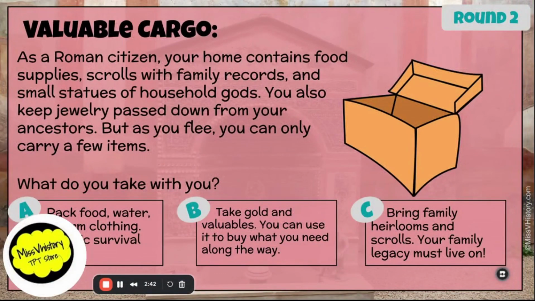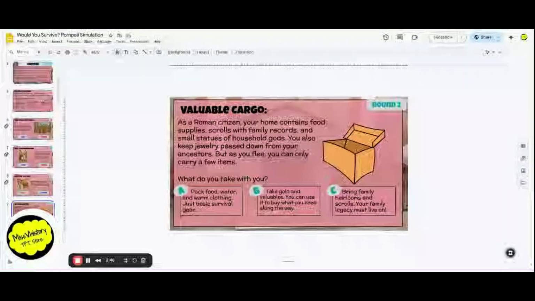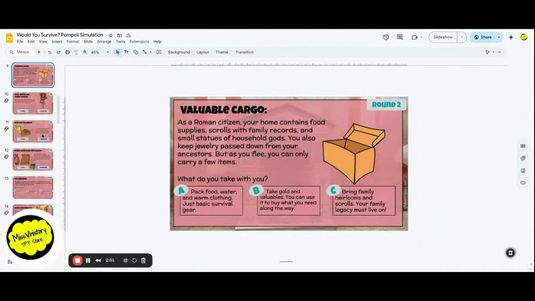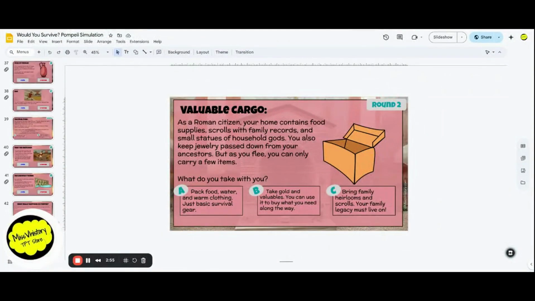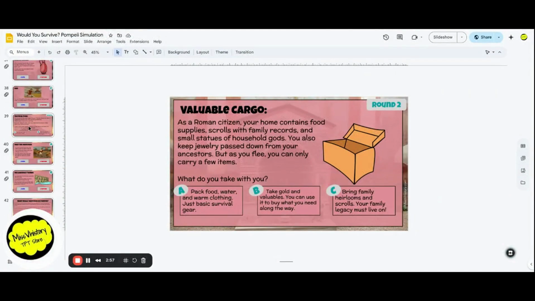And so you would go through 10 rounds total. So here's the next round, for example, following that same principle along the way. And at the very end, I'll show you your last scenario.